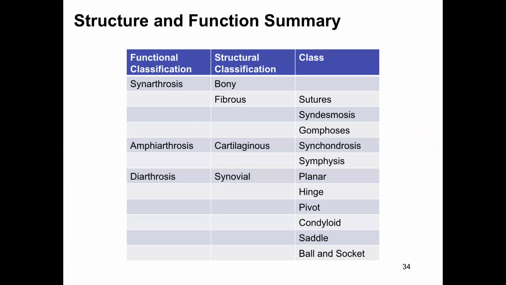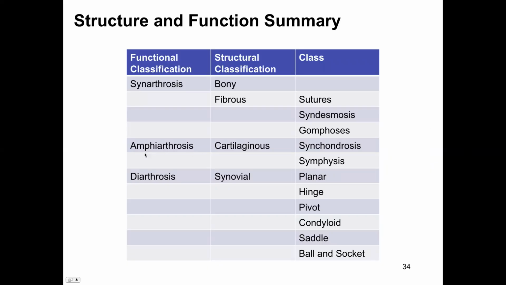Now, so this is my much less beautiful summary situation here. So here, by functional classification, structural classification, and then class, right? So the synarthroses, remember, no movement or almost none. Here you're going to have your bony joints and your fibrous joints. And remember, you've got 3 different classes of fibrous joints.